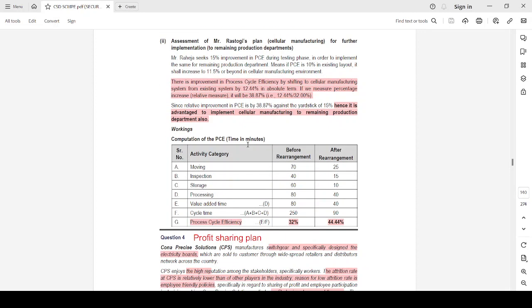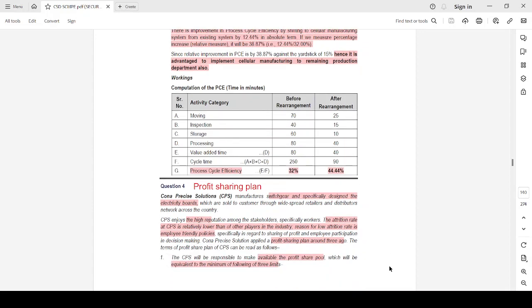Okay, in absolute terms you could say it is only 12.44. So it is not. No, you have to check the percentage. Now you divide 12.44 percentage by 32 percentage. It will lead you to 38.87 percentage. So you have been targeted for 15% efficiency, but you have given an efficiency of 38.87 percent, and this means that cellular manufacturing is giving far better results in terms of efficiency. Okay, now this is the calculation, simple question.